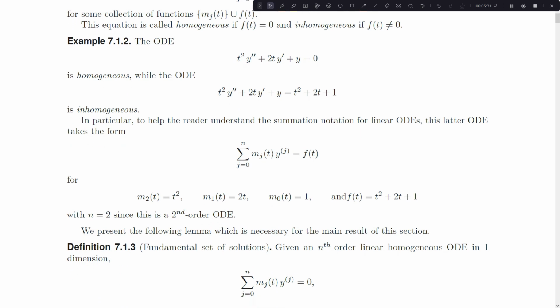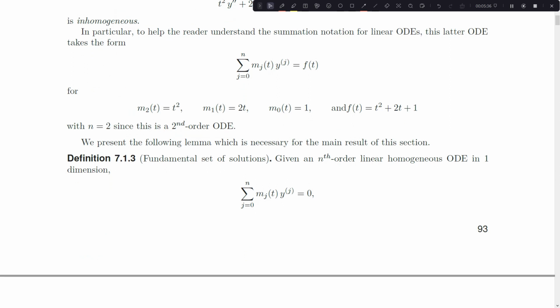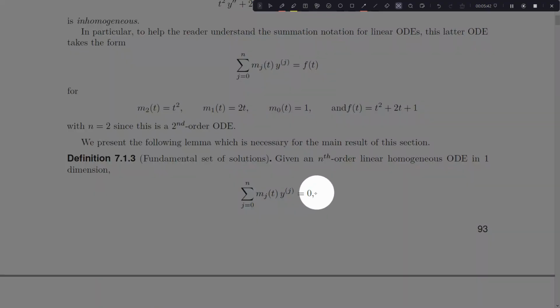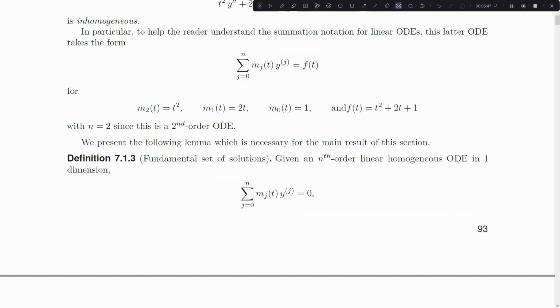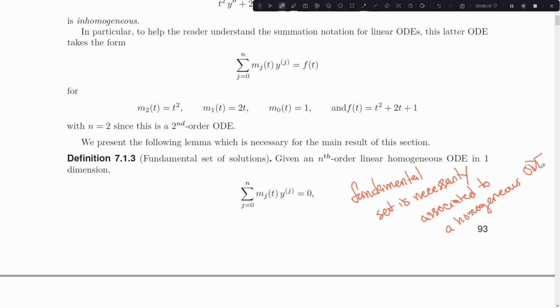Okay, so this is the first thing we really need to focus on, this next definition, which I'm calling the fundamental set of solutions. And we're going to notice here that my ODE is homogeneous. If I talk about a fundamental set of solutions, we're talking about a homogeneous ODE. So just keep that in mind. A fundamental set is necessarily associated to a homogeneous ODE.